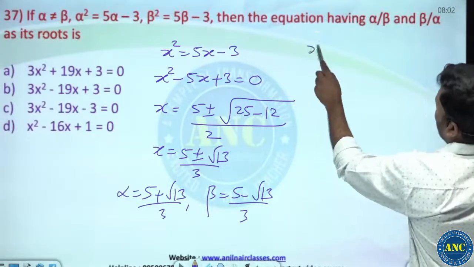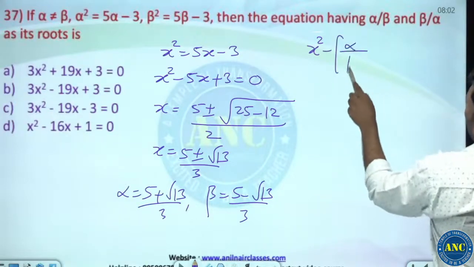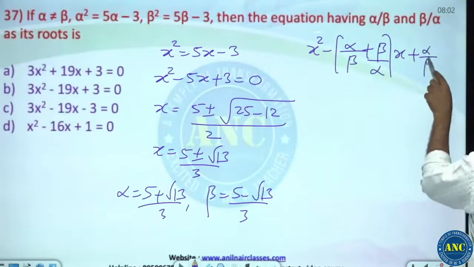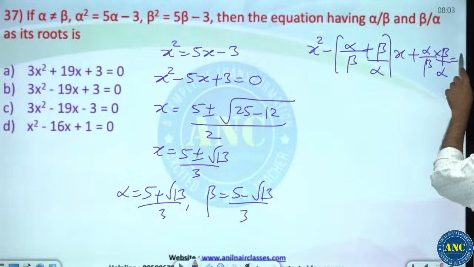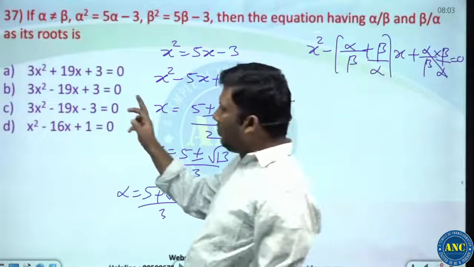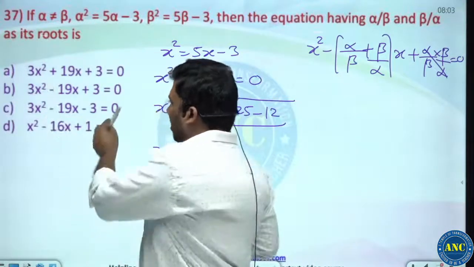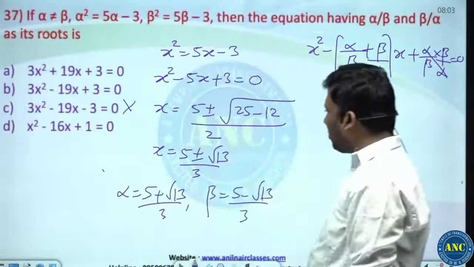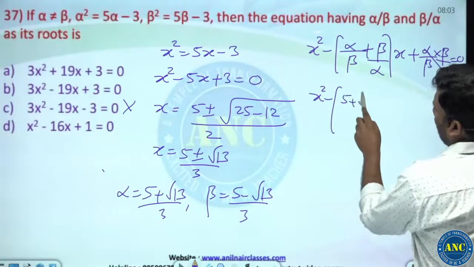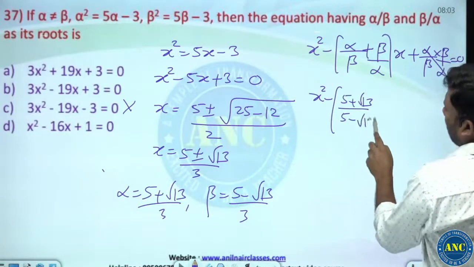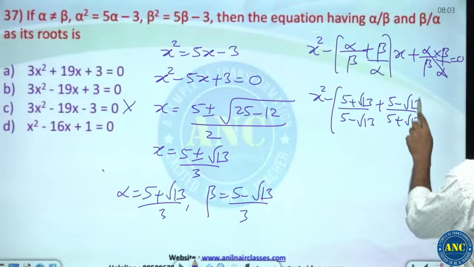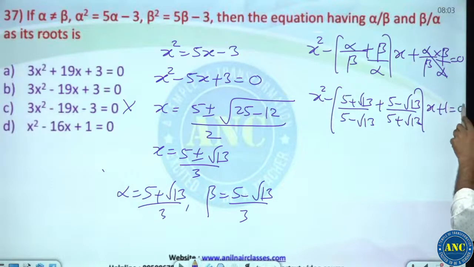Now if you see, the equation is x square minus alpha by beta plus beta by alpha into x plus alpha by beta into beta by alpha equivalent to 0. That means this is 1. So product of the roots should be 1. Here it is 1, here it is not 1. Option 3 is eliminated. So this will be x square minus, 5 plus root 13 by 5 minus root 13 plus 5 minus root 13 divided by 5 plus root 13, into x plus 1 equivalent to 0.